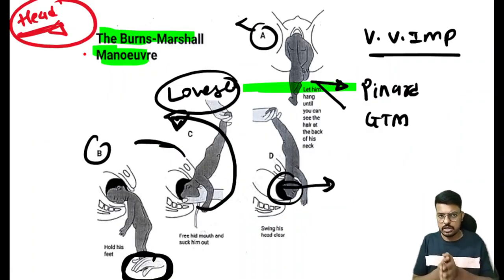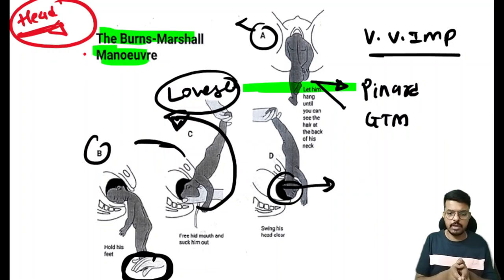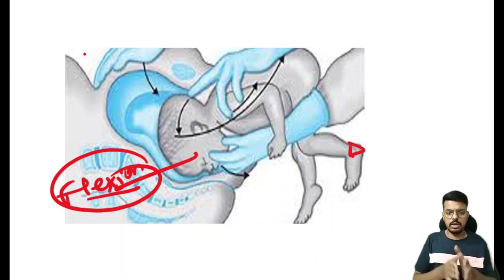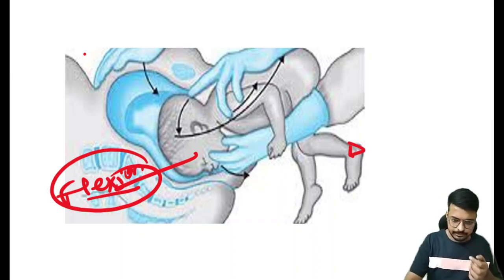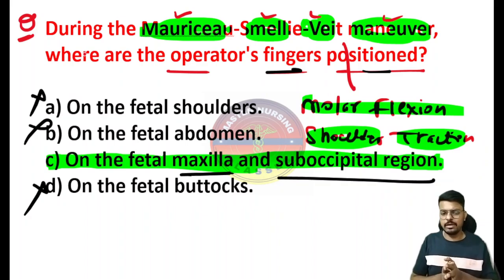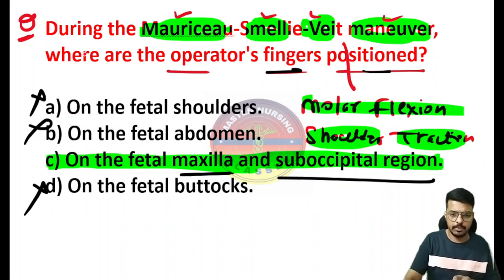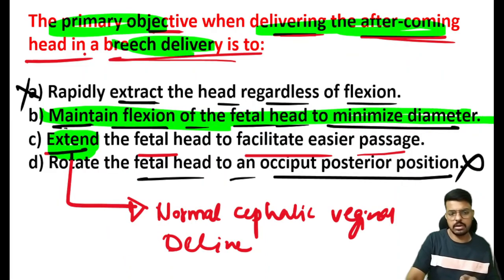And here is the Burns Marshall maneuver. Very importantly, we use it to deliver the head of the baby in the after coming head of the breech. And this is the Mauriceau Smellie Veit technique, or we can say mental flexion and shoulder traction technique. Very importantly, this is also used for the delivery of the head. Other things we have discussed in detail. I hope today's class is helpful for you all.